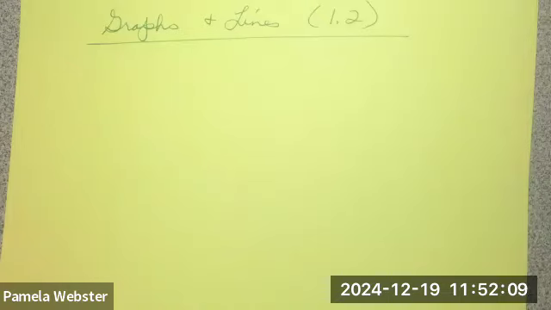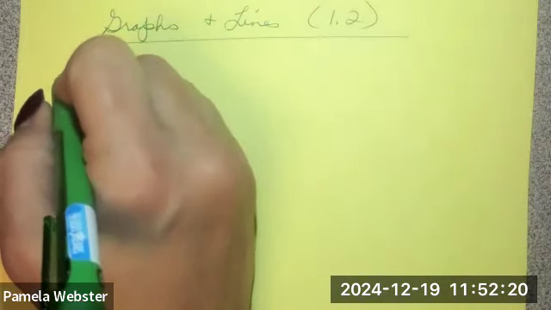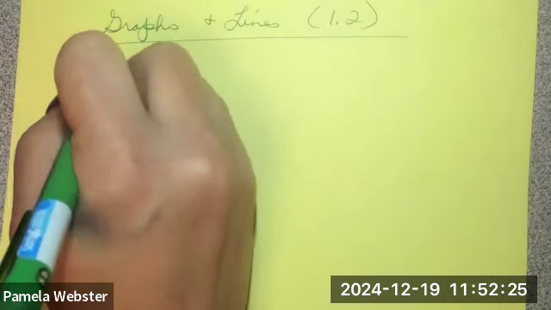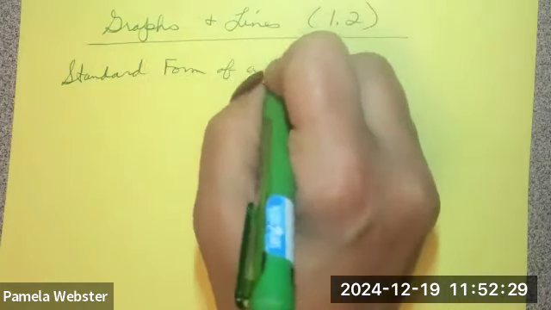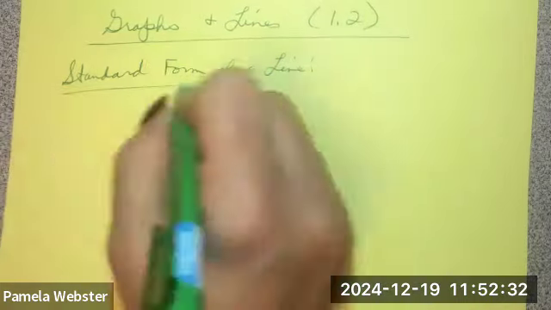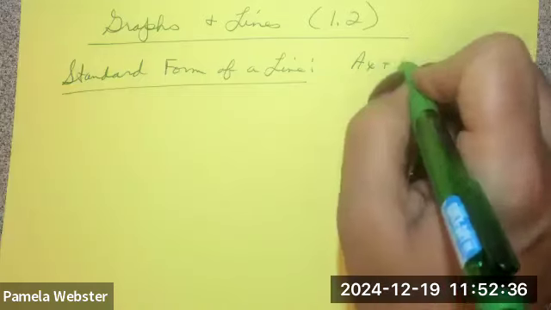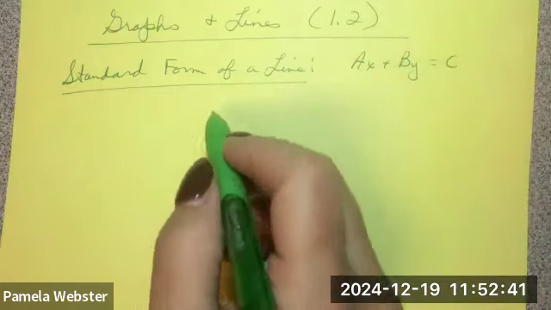Hello. We are moving on and we're going to do our next section of material, which is called graphs and lines. In order for us to do that, we have to get a couple of formulas going today. First, let's look at the standard form of a line, just so we know what one of them looks like. It's ax plus by equals c. And you'll see this probably somewhere in your book.